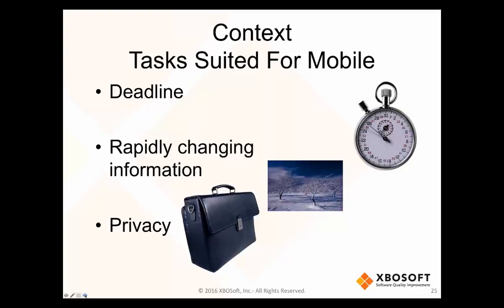Rapidly changing information, so an information-based app like weather, or store opening hours, closing hours, things like that. And then a lot of times you want to use your mobile for privacy. So if you're at work or something, of course you don't want to use your company laptop, you want to use your mobile phone, which perhaps will give you more privacy in the task that you're trying to complete.